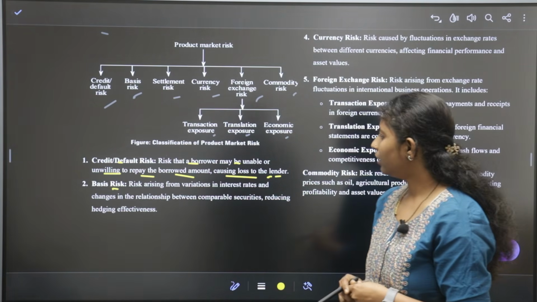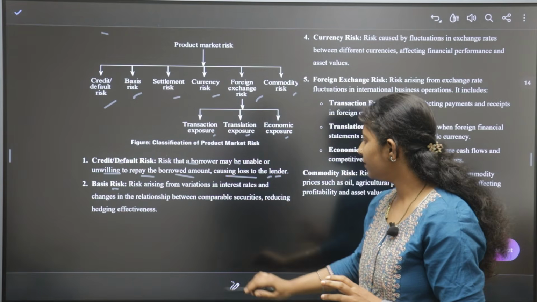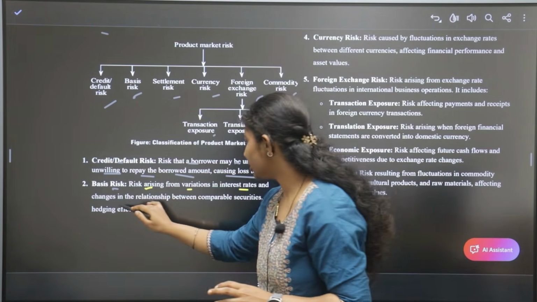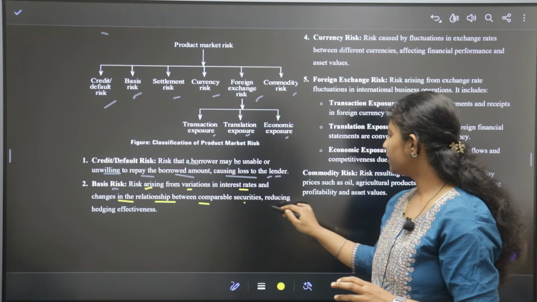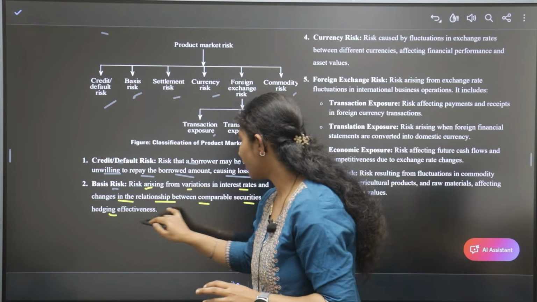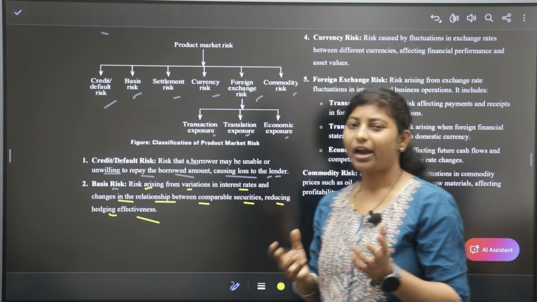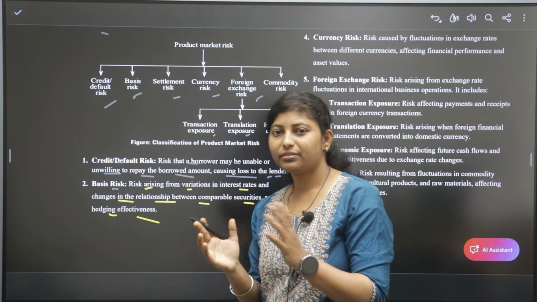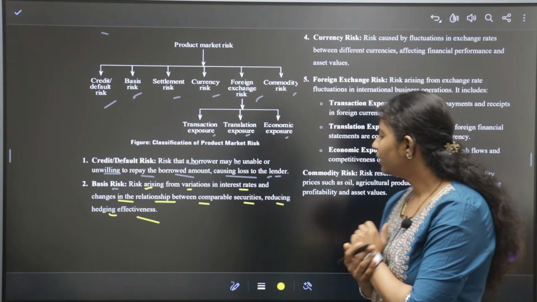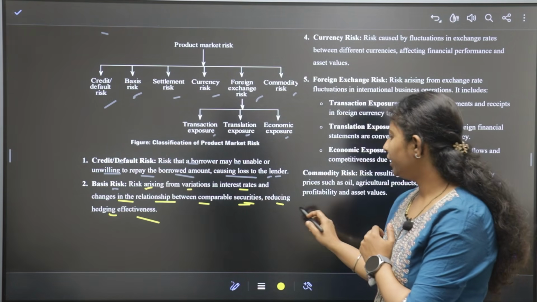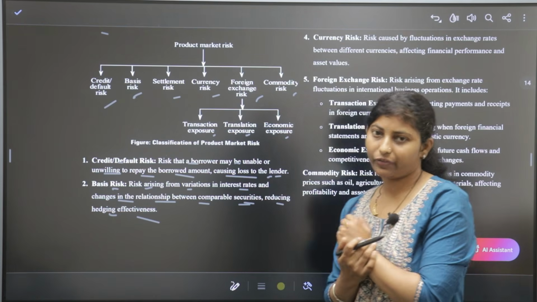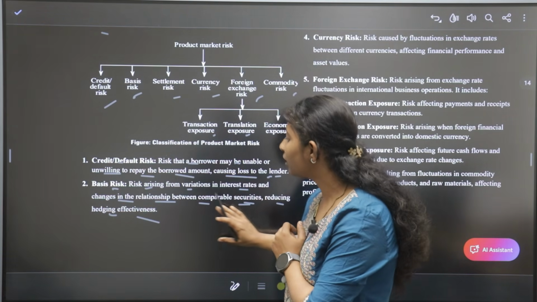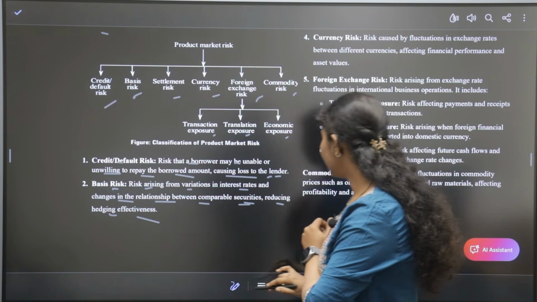And the second type we have is basis risk. Basis risk arises from variation in interest rates and changes in the relationship between comparable securities, reducing hedging effectiveness. Basis risks arise because of changes in some interest rates. We are comparing different things and getting less. Comparing the securities reduces your hedging effectiveness. So for those changes or relations or comparables, we say basis risk.